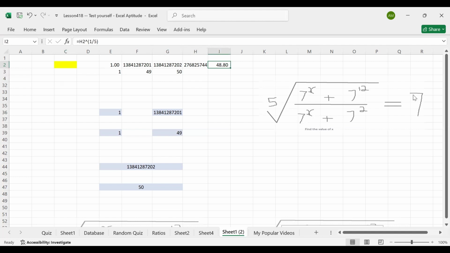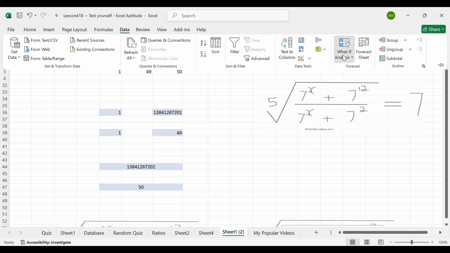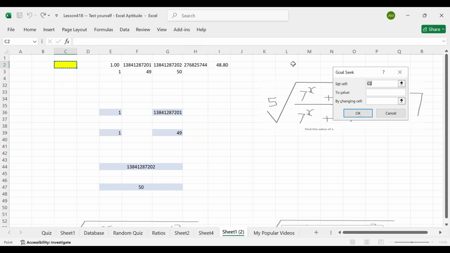So this has to be 7, right? Because the equation says that the solution of this expression will be 7. Okay, so we use Goal Seek. So let's go to What-If Analysis. In Goal Seek, we set this cell, because this is 48. We want this to be the value of 7. Okay, and what we need to change, we want to keep changing the x value. This is the value of x.